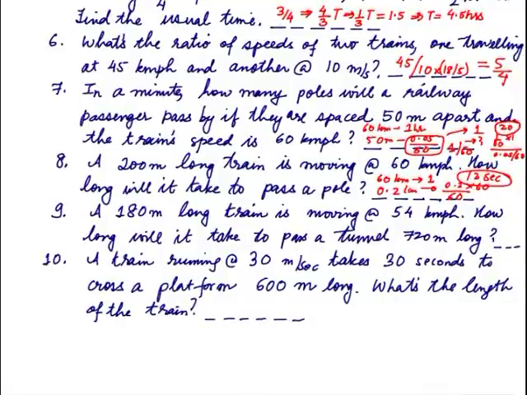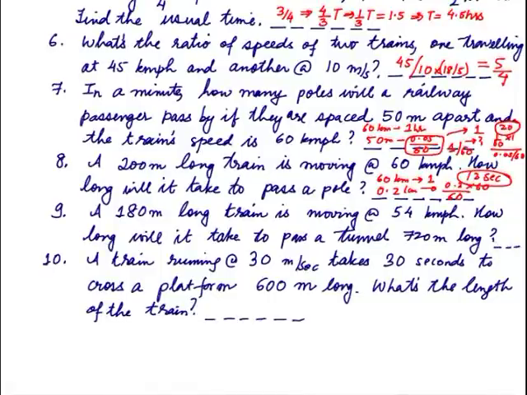A 180-meter long train, that's question 9, is moving at 54 km/h. How long will it take to pass a tunnel 720 meters long? So you have the total distance to be traveled by this train will be its own length plus the length of the tunnel. That is the time the train will take from the point the engine enters the tunnel to the point the last coach, the guard's coach for example, exits the tunnel.